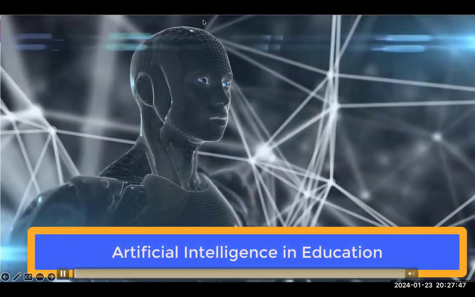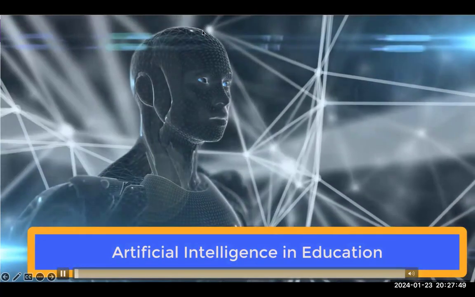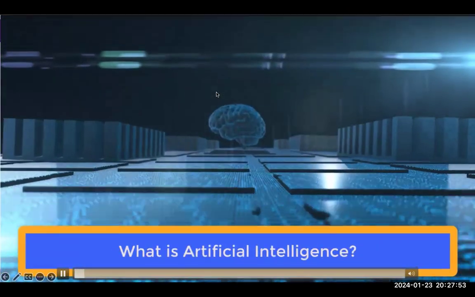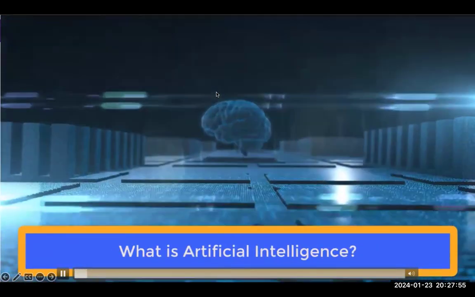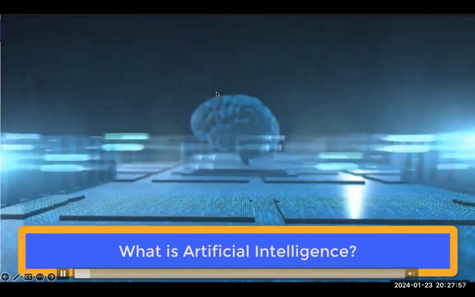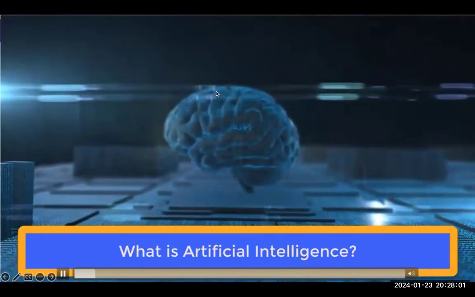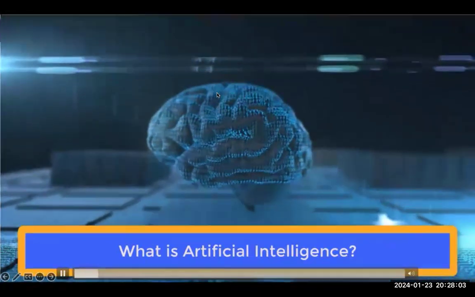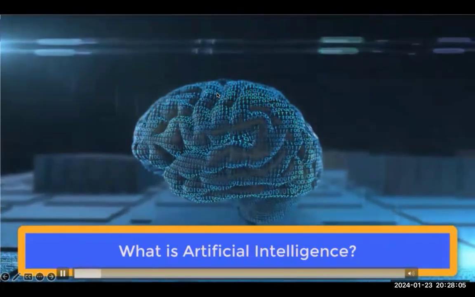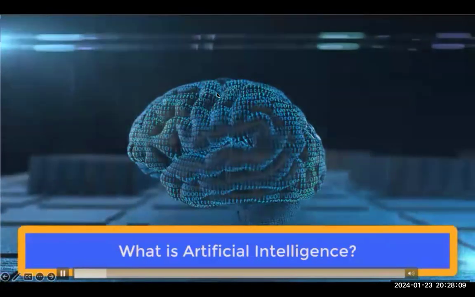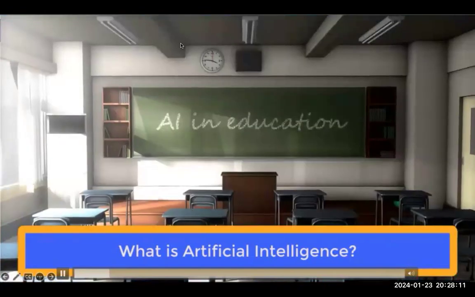Examine what is artificial intelligence. Artificial intelligence, AI, is the simulation of human intelligence processes by machines, especially computer systems. These processes include learning, reasoning, and self-correction. Researchers predict that artificial intelligence will be incorporated into our education system at all levels.